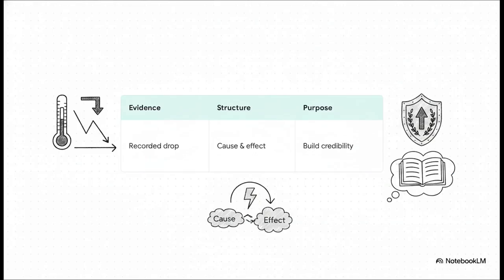Now, what's really interesting here is how neatly this little snippet maps directly onto our model. For evidence, we've got the phrase recorded the temperature drop. Moving over to structure, well, what is it? It's totally cause and effect. The sudden data drop directly causes the scientist's realization. And finally, author purpose. Why is this here? It's clearly to build credibility and support the claim that the theory is correct. Notice how we didn't use our own opinions there. We literally just let the text do the talking.